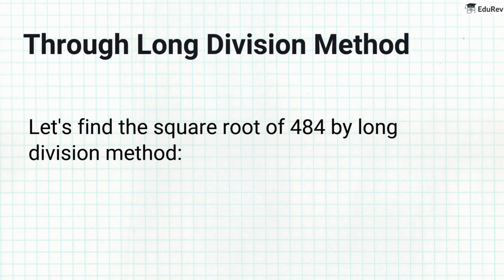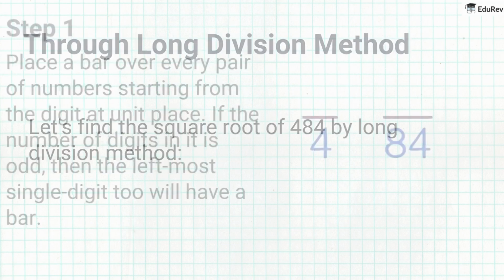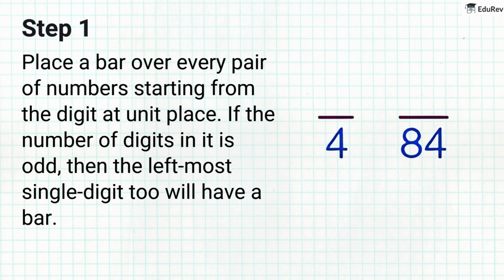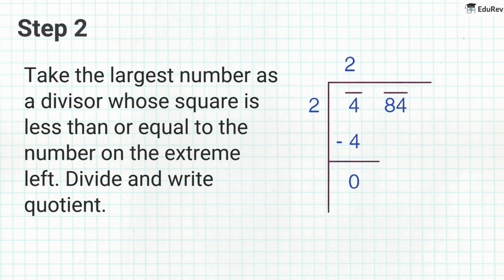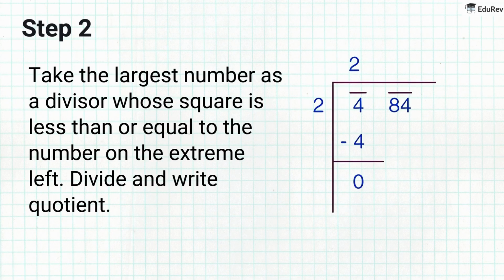Next, let's find the square root of 484 by the long division method. Firstly, we place a bar over every pair of numbers starting from the digit at the unit place. If the number of digits is odd, then the leftmost single digit too will have a bar. Next, take the largest number as a divisor whose square is less than or equal to the number on the extreme left. Divide and write the quotient.